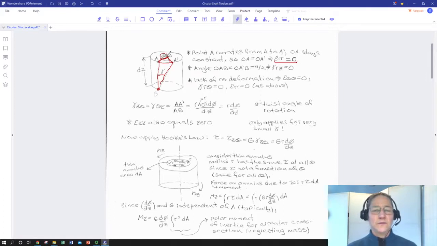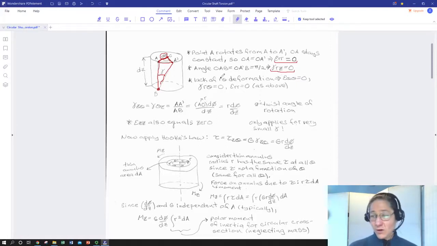So if you look at it, one is a vertical slice through the cylinder, the other is a slanted slice, but the angle OA prime B and OAB, they're both 90 degrees. Because of that, we can say that the shear strain in the RZ direction is 0. So we've knocked 2 out.